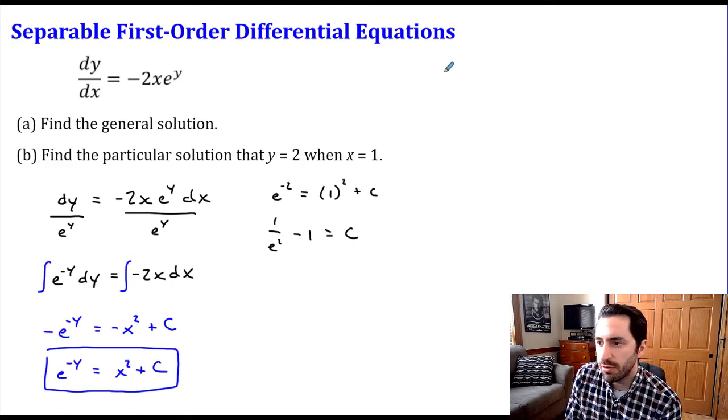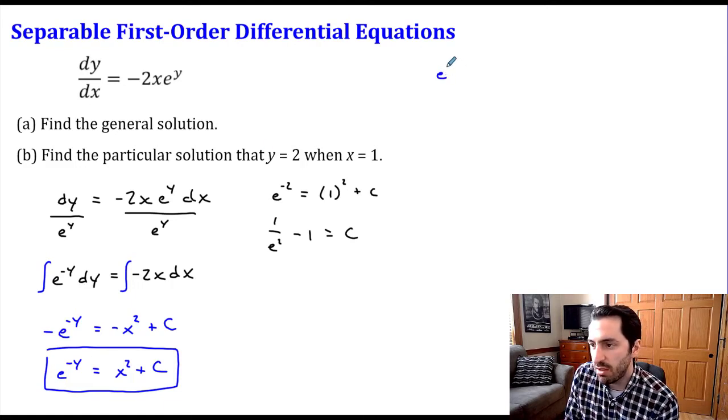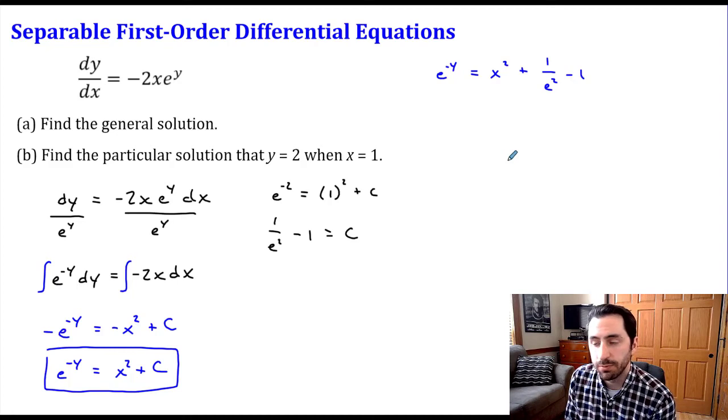So I'm going to go over here and let me rewrite this. We have e to the -y is equal to x squared, and then our constant that we want for this particular solution, 1 over e squared minus 1. So now this equation represents this particular solution that we're looking for.